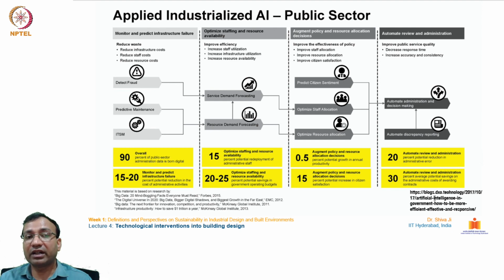Through this AI modeling, 30% average potential savings in the administrative cost of awarding contracts is also possible, because this is one of the key areas where the public sector awards contracts to the contractors who execute certain works. So this system will also help further optimize the overall ecosystem in the public sector.